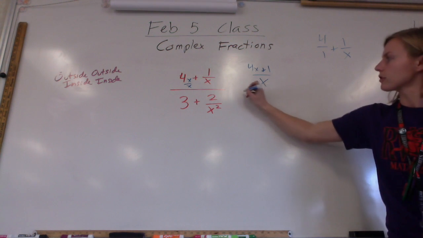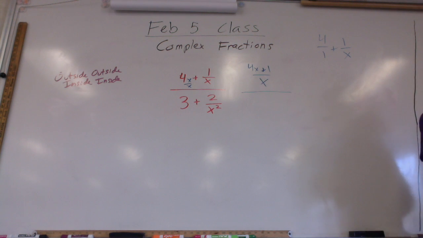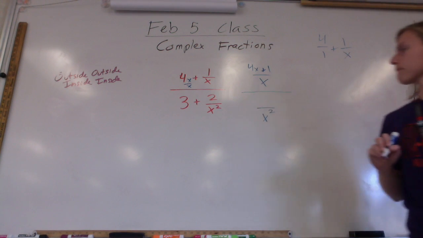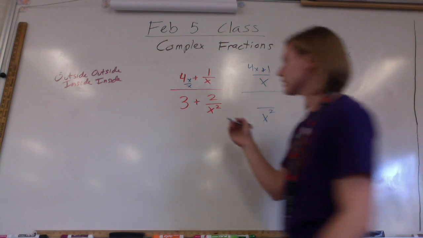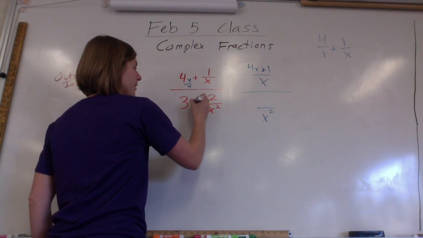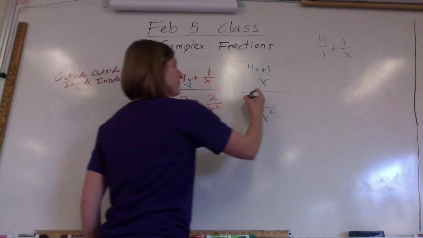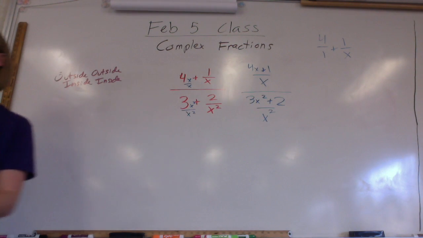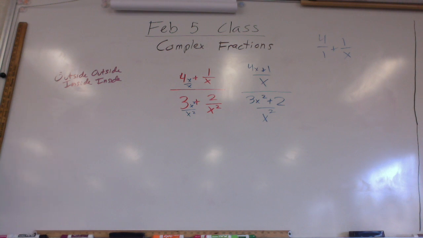Okay? So now we also need to combine the bottom ones. What's a common denominator for the bottom ones? X squared. Okay? So I'm going to need to change this 3 to be top and bottom x squared. So that'll be 3x squared plus 2. So now it's in a form that we could do outside, outside, inside, inside. But I'll pause and let you guys catch up.